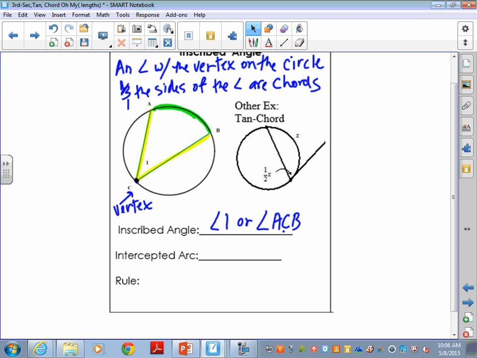So you have to know or identify two things. You have to identify the inscribed angle, and you have to identify its intercepted arc. Those are the two key things for today's activity. So the intercepted arc would be AB, but you would put the curve over it to show it's that part of the circle.